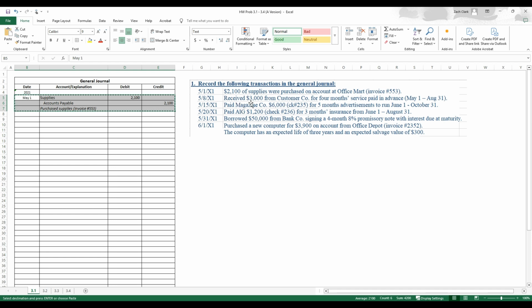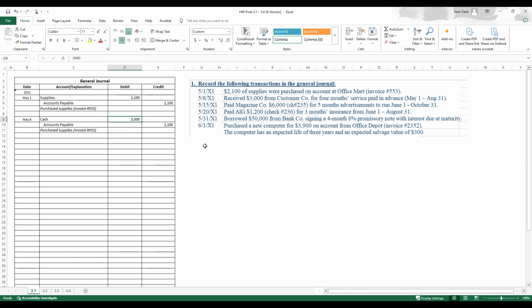And then on 5/8/2021, I'm just going to paste this in so we have a running template to work off of. So this is going to be May 8th. We received $3,000 from customer company for 4 months' service paid in advance. Okay, so they're paying us in advance. They're essentially making a deposit to us, right? So we received the cash, so our cash account goes up. But remember, we haven't earned that cash yet. It's not our cash. We're just holding it for the customer as a deposit from them. And it's 4 months' worth of service.